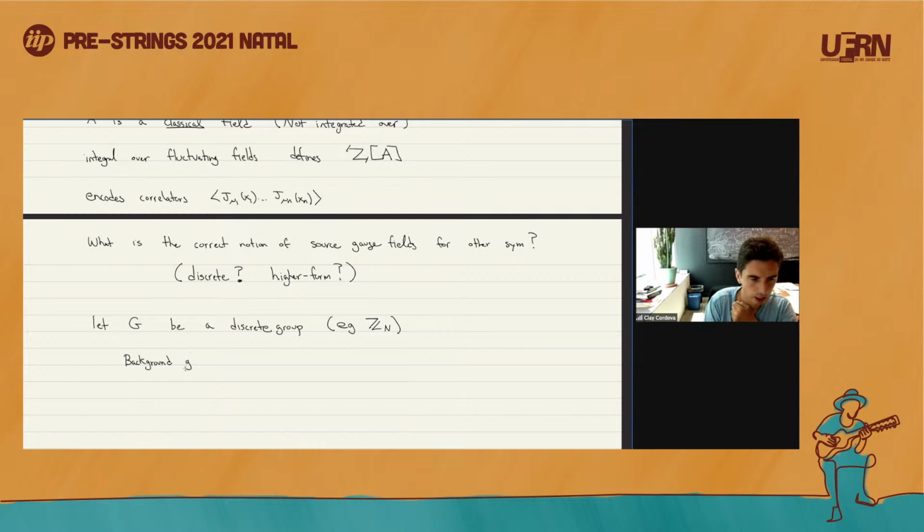A background gauge field for G, well, what should it be? It should be an assignment of holonomy g in G for each one cycle gamma in space-time.